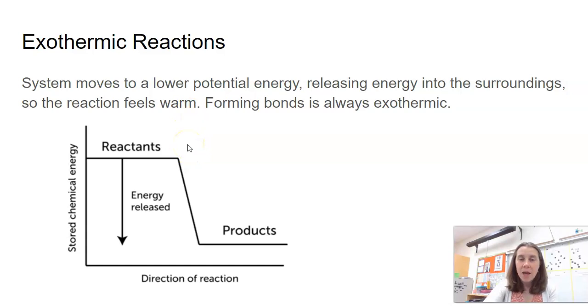And even though it's a little counterintuitive, even though the system, our chemical reaction, has less potential energy when we're done because it released energy, the surroundings, or what you actually feel, either the solution it's in or the test tube that it's in, is always going to feel warmer when you have an exothermic reaction take place. The other thing is we store potential energy in bonds, and so when we form bonds, we always are doing an exothermic reaction. So we move to a lower potential energy when we form bonds, which is favorable.